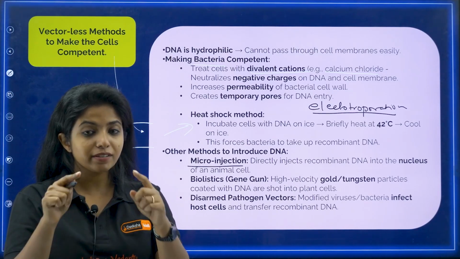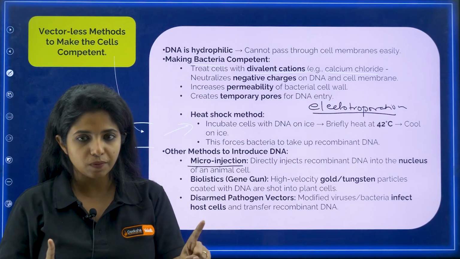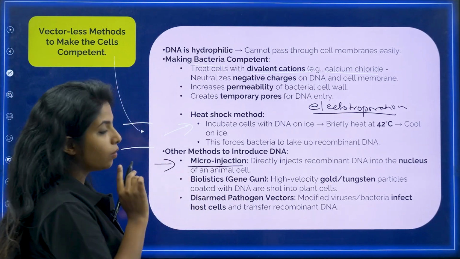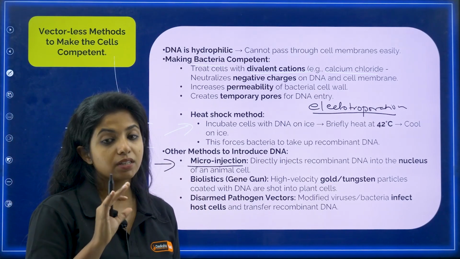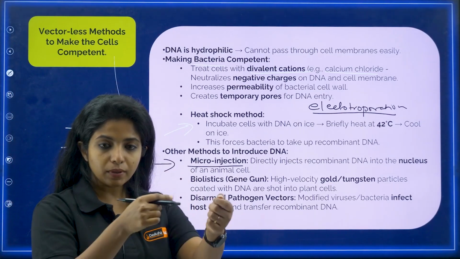You can do this because an animal cell does not have a cell wall. Always remember, micro-injection is only done on the animal cell since it does not have a cell wall. So it can be easily inserted.